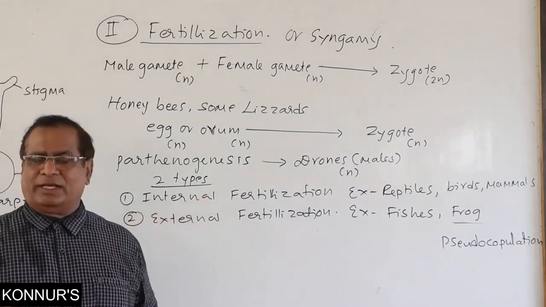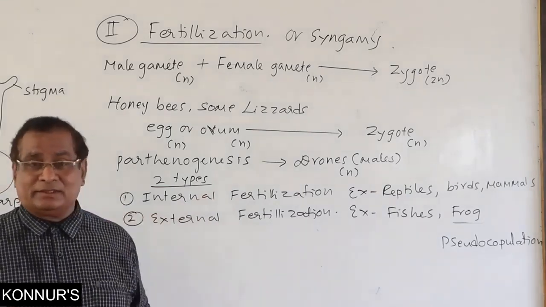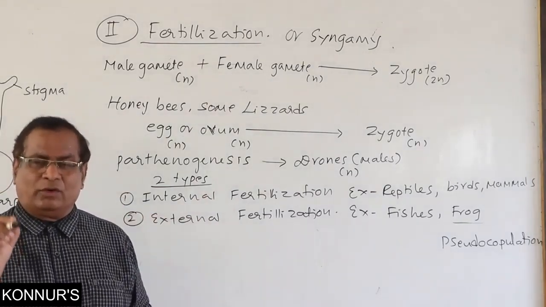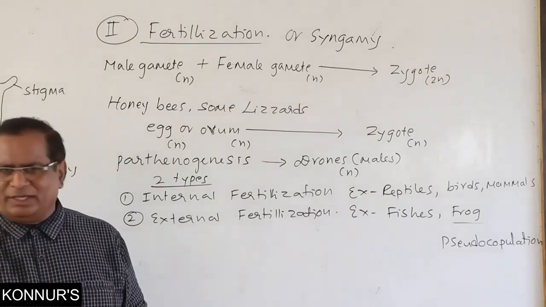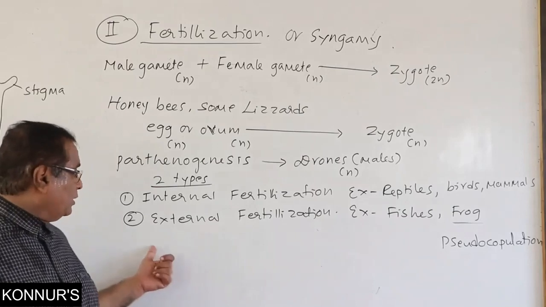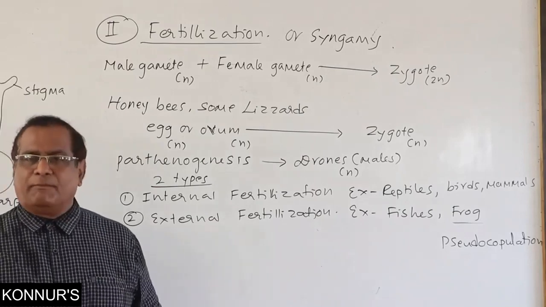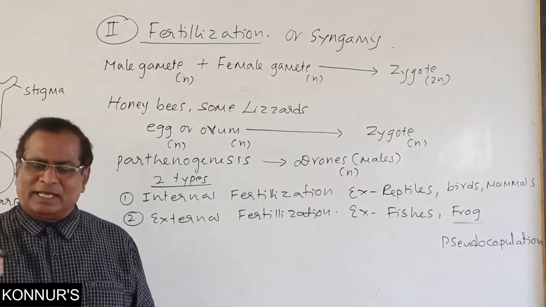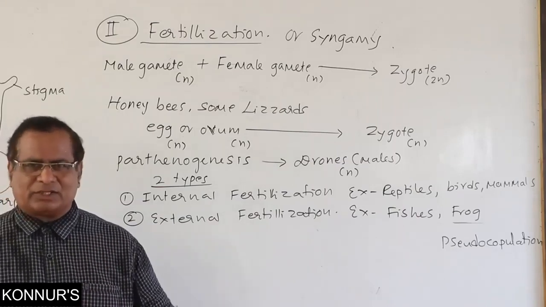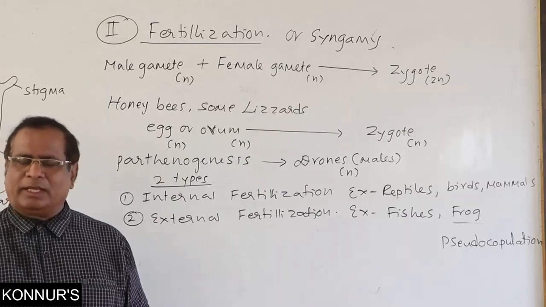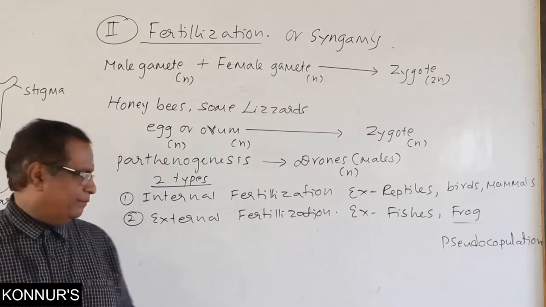In internal fertilization, there is the fusion of male and female gametes in the body fluid, in the genital system. In external fertilization, male and female gametes get fused in a water medium, because externally they get fused in water.